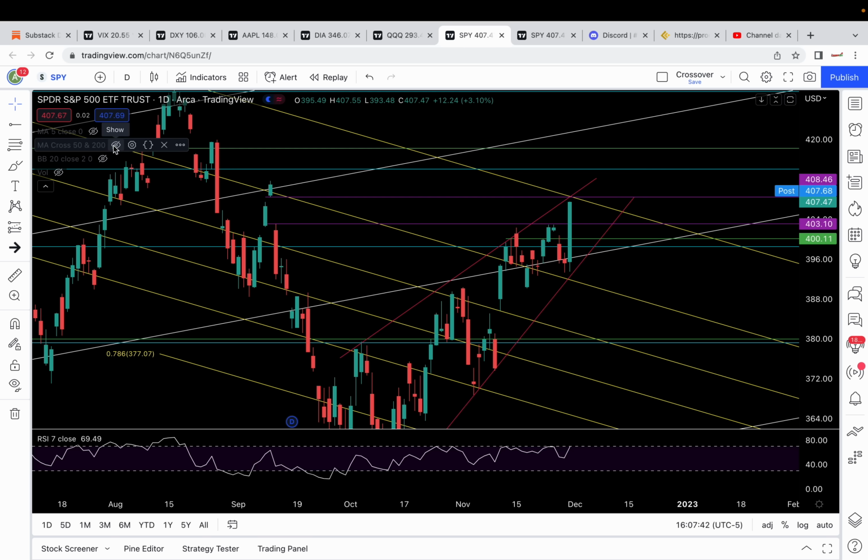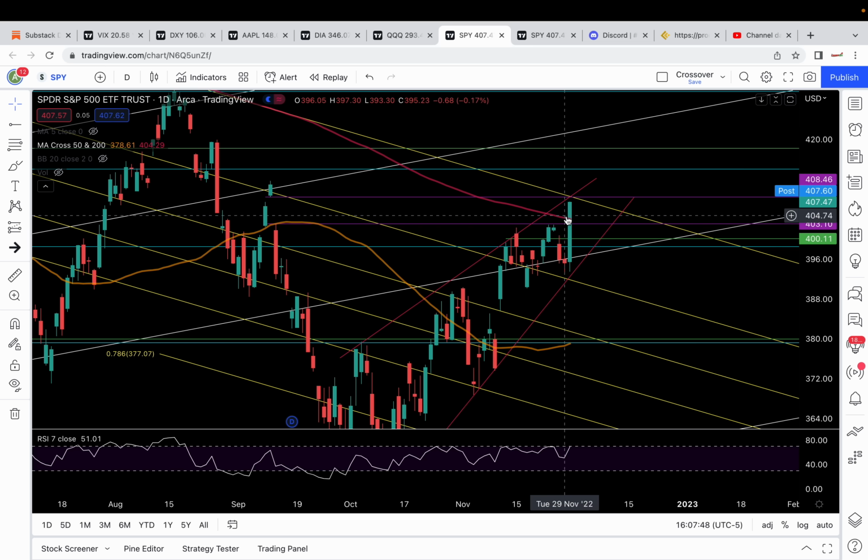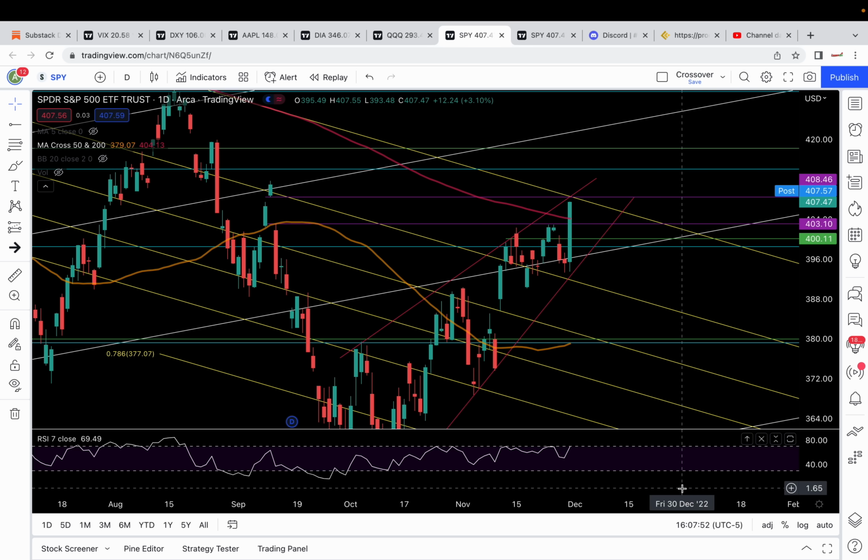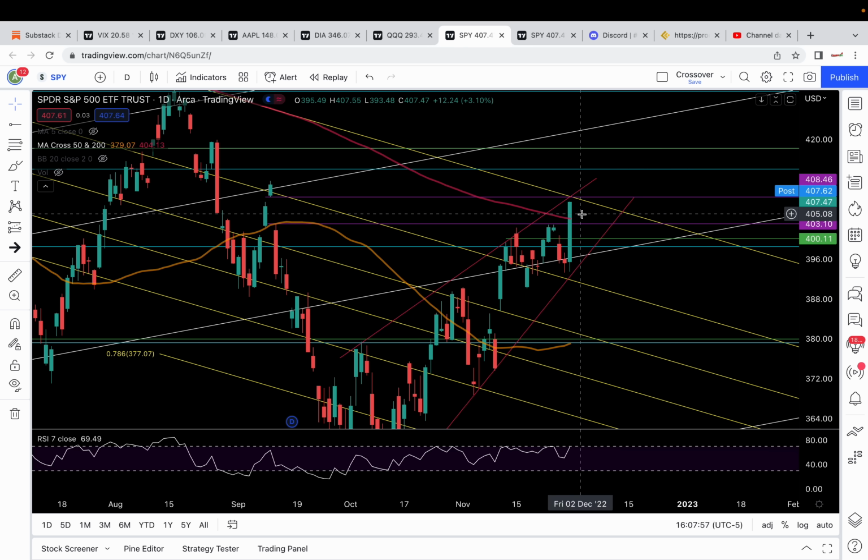Big level. The big level that SPY recaptured was the 200-day moving average. That's that pinkish line right there. The 200-day moving average is around 404.13. It could change by tomorrow, but definitely keep your eye on that 200-day moving average. If it fails, guys, that is a major false breakout setup. A very major false breakout setup.